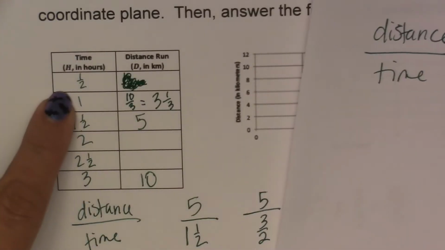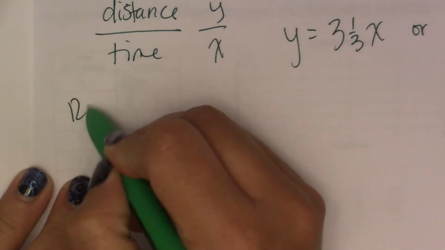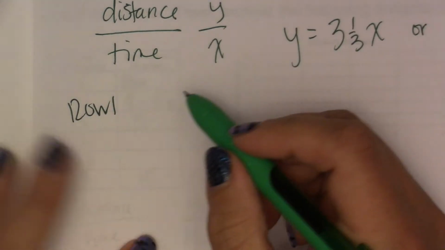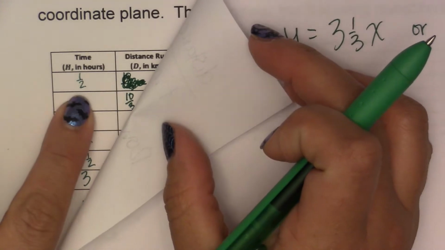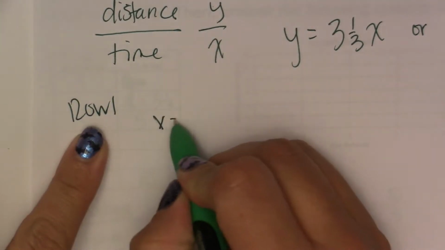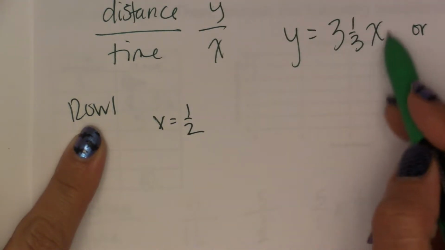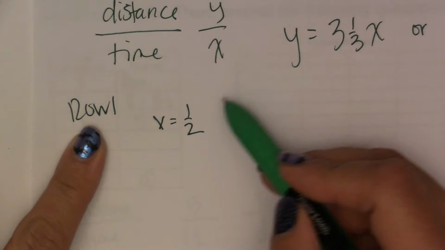All right, so I'm going to solve for row 1. Okay. Row 1. I know my time is a half hour, so my time is an x, so my x is going to be 1/2. So I'm going to use my equation, but I'm going to replace that x with my 1/2.